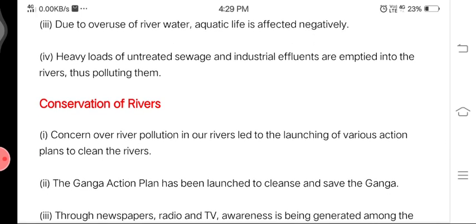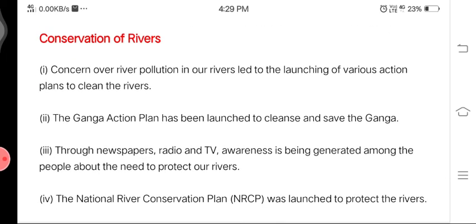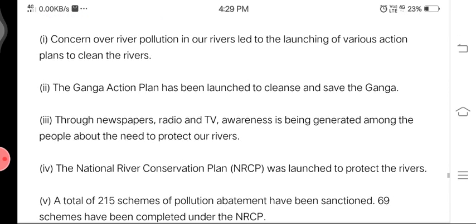Now we talk about how we can conserve the rivers. Concern over pollution in our rivers led to the launching of various action plans to clean the rivers. Like the Ganga Action Plan, which has been launched to clean and save the Ganga. Through newspaper, radio and television, awareness is being generated among the people about the need to protect our rivers.